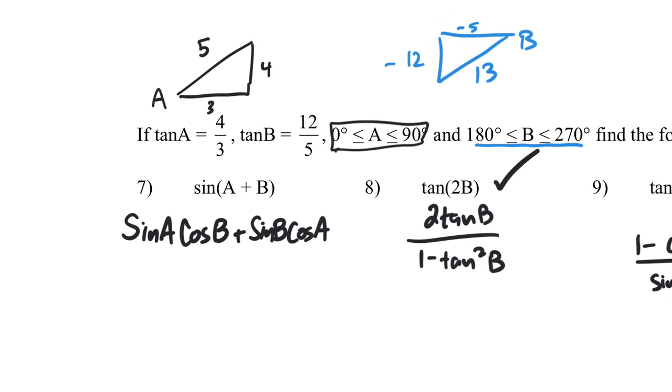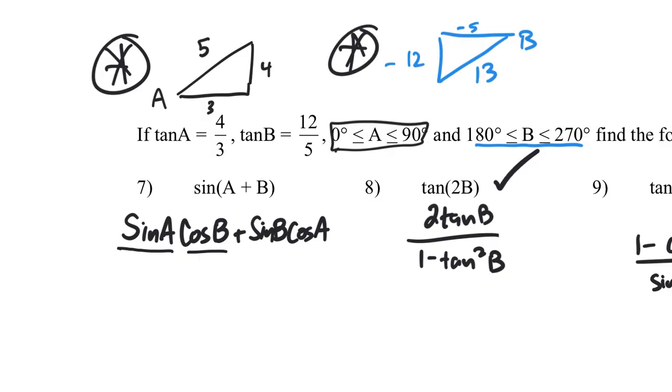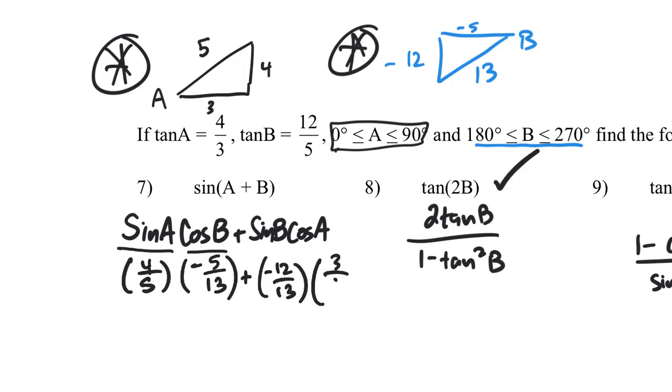Well, now we have quite a bit of information, right? We have those 2 triangles. So when we plug in for the sine of A and the cosine of B, we're going to use those triangles that we've just created. So the sine of A is 4/5. The cosine of B is negative 5/13. We're going to add to that, well, sine of B is going to be negative 12/13. And the cosine of A is 3/5.